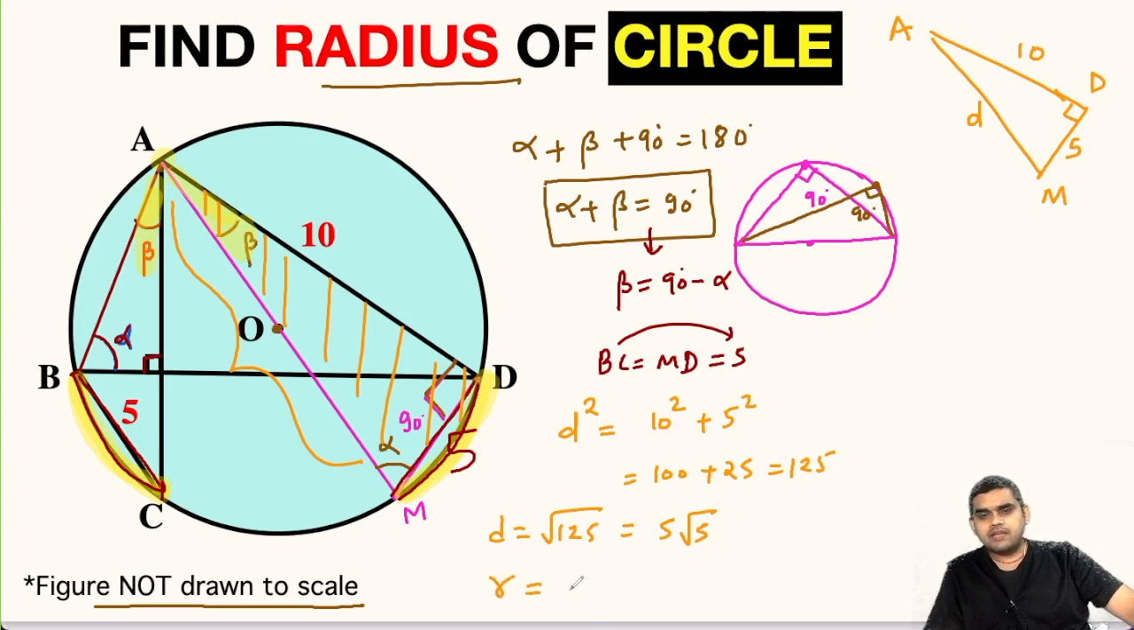So the radius is half of the diameter. So this will be 5 root 5 divided by 2 units. So we have successfully found the radius of this given circle.